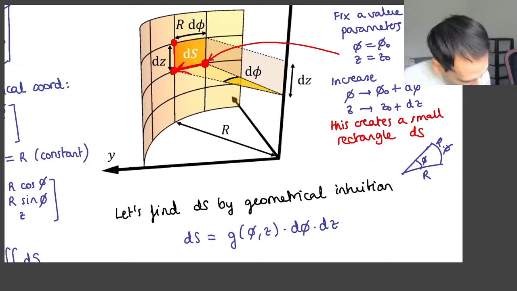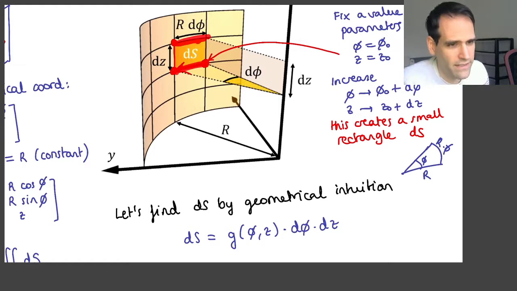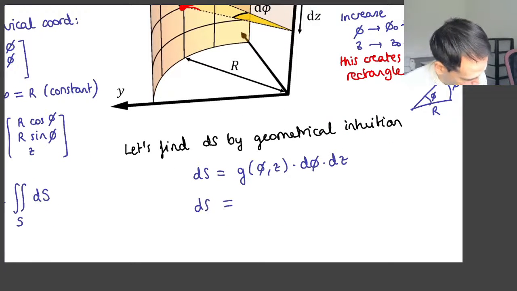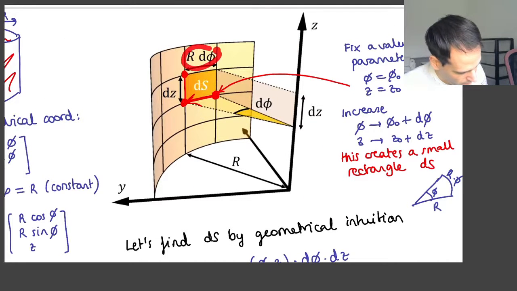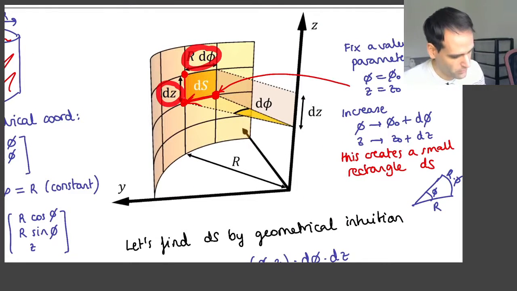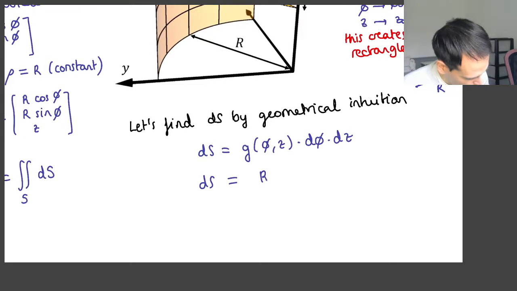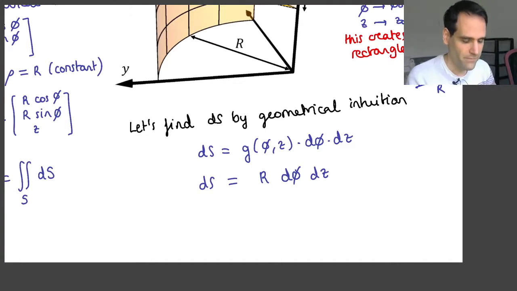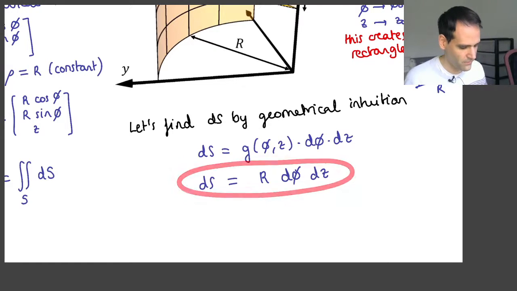So this arc, which is the same as this arc here, that's r times d phi. And therefore ds becomes equal to the multiplication of the length of the height times the width. So that is r times d phi times dz. And as you can see, it falls into the format that we already knew. So this function that we had to find, we figured out that this function is actually a constant. It's equal to r. So that's how we find ds for a cylinder.